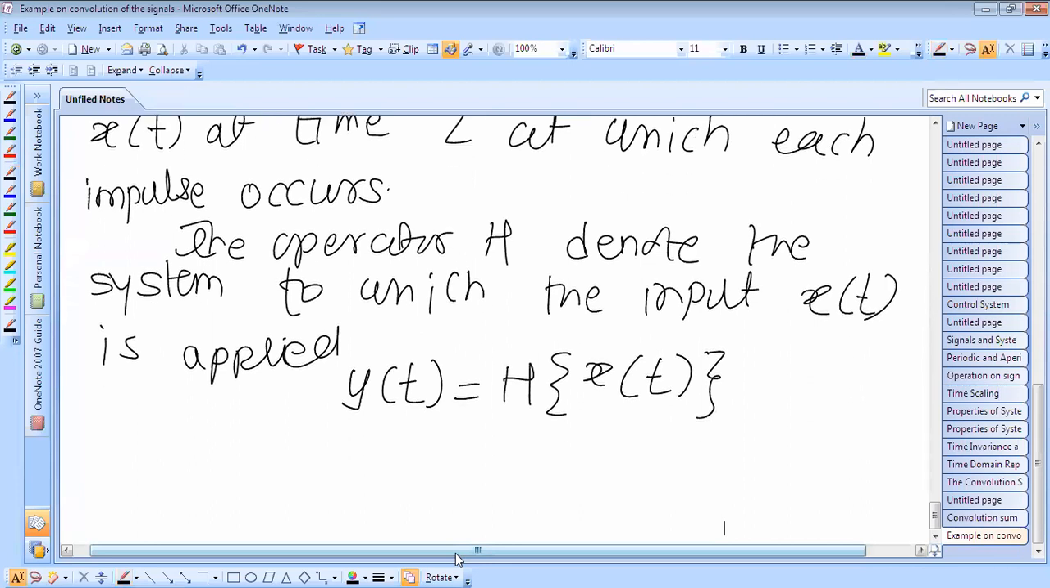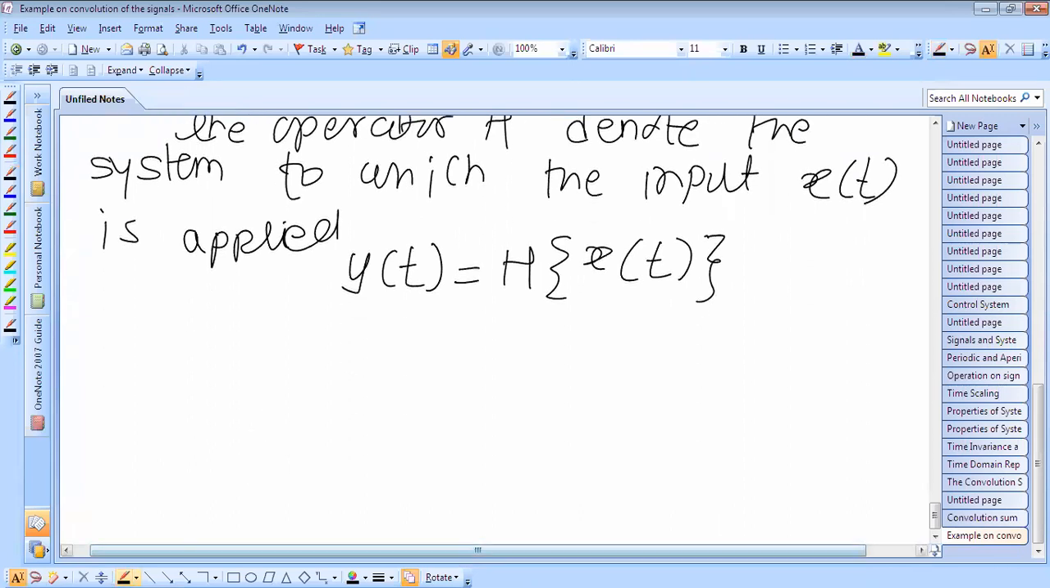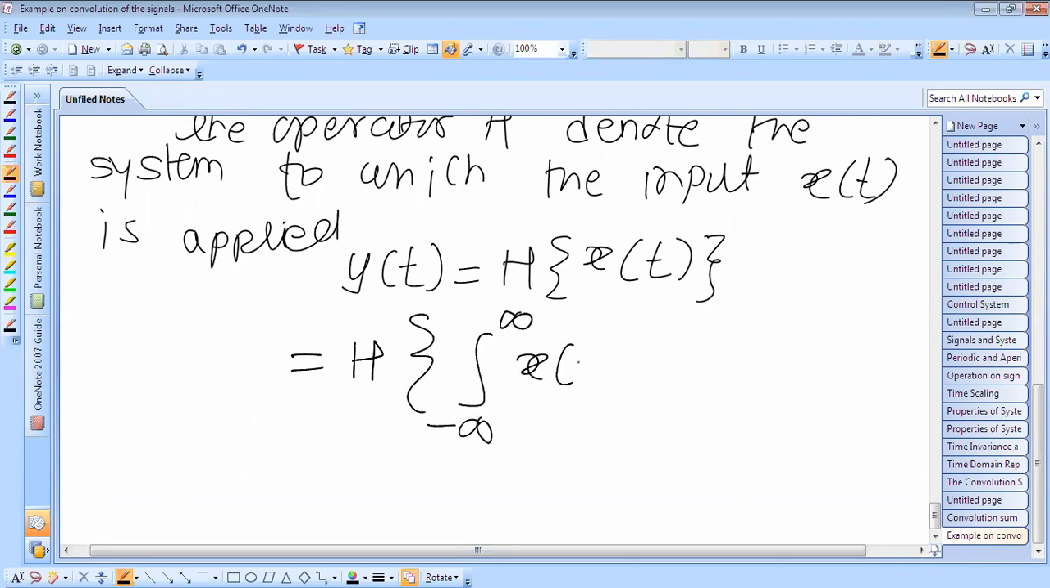So this output is equal to H operating on the integral over minus infinity to infinity of x of tau into delta of t minus tau into d tau. Okay, so this is the output.